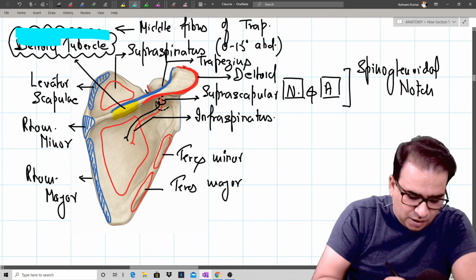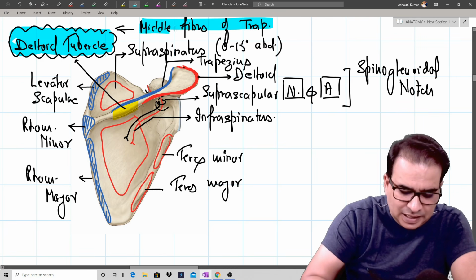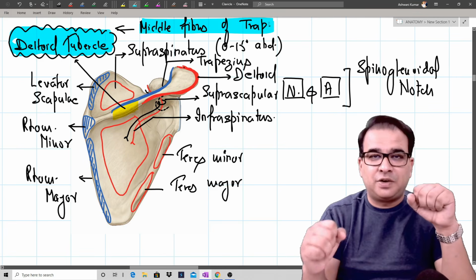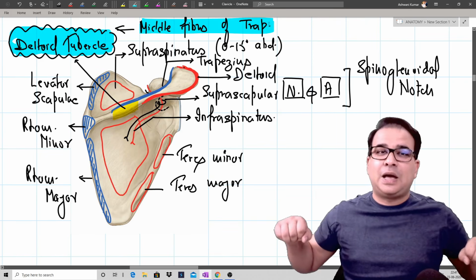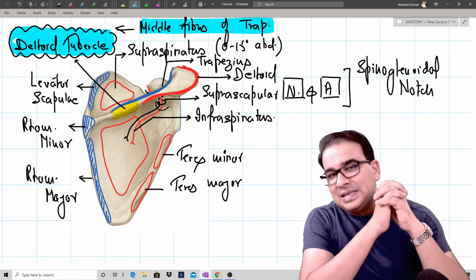So that is a question which is worth asking. The deltoid tubercle of scapula gives attachment to what muscle? That is trapezius. More precisely, it's the middle fibers of trapezius, which are responsible for the retraction of the scapula. So they are the ones which are attached to this deltoid tubercle on the spine of the scapula.